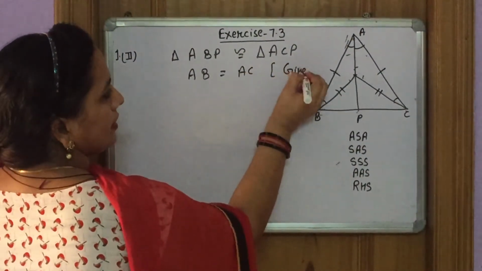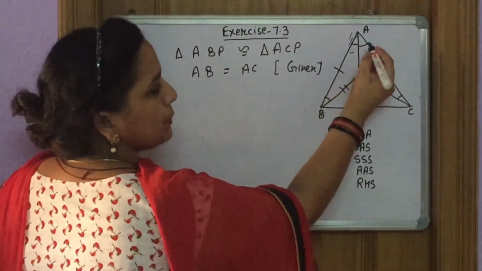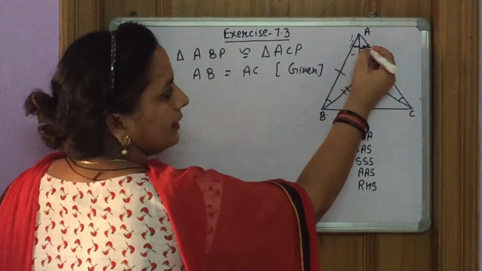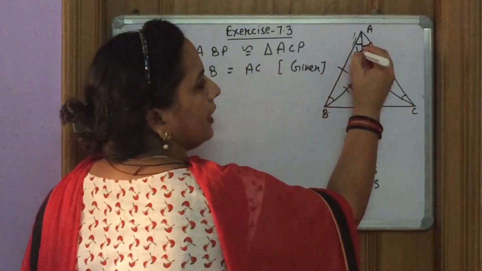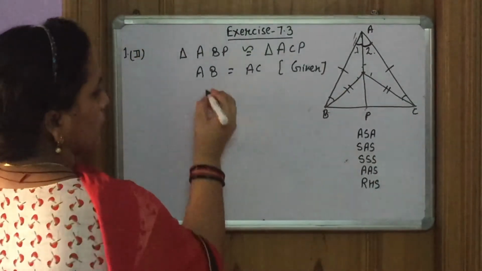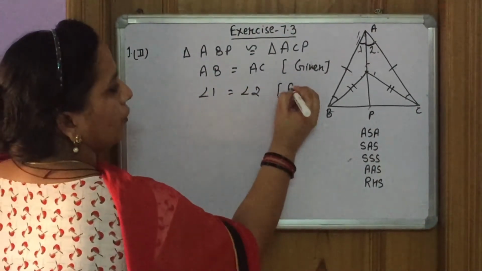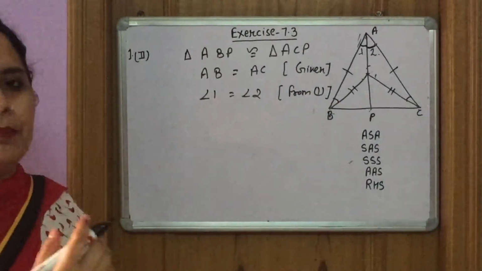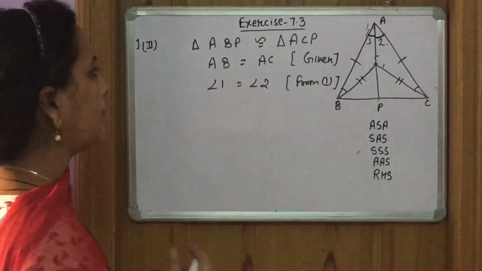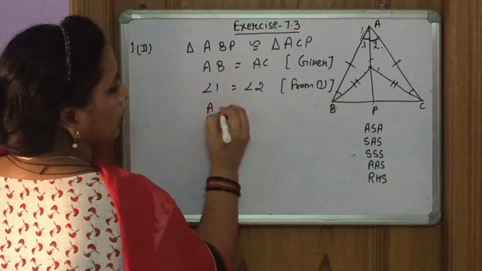The reason we can say this is given. Second, as in the first part we have shown that these two angles are equal. We can write here angle 1 and angle 2. So we can say angle 1 is equal to angle 2 from the first part, because in the first part we have already proved this. Next is AP side is common in both of the triangles.